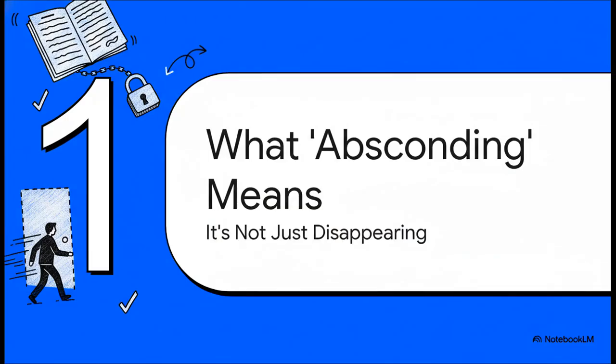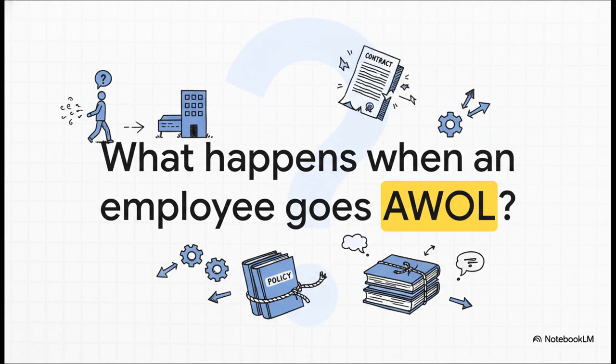What does absconding actually mean? Because it's not just about disappearing from the office. It's a formal term with a very specific contractual definition that's buried right there in your employment documents. So picture this. An employee just stops showing up. No call, no email, they've gone AWOL, right? Absent without leave. We've all heard the term. But what's really going on behind the scenes from a purely policy and documentation standpoint?